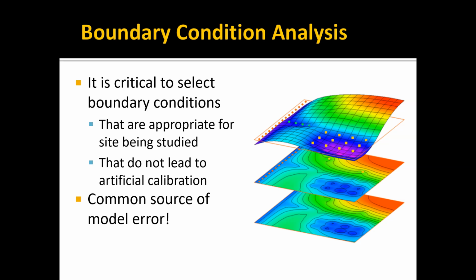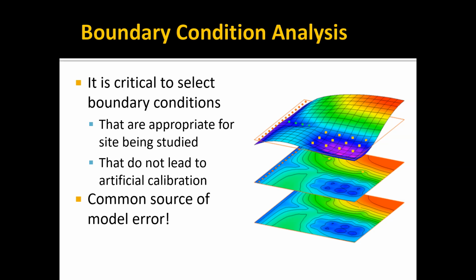If you're not careful, you can lead to artificial calibration or a non-unique model, which is something we talked about earlier when we were discussing calibration. That can happen due to the boundary conditions you apply, and we'll look closely at that in this lecture. And this is a very common source of model error. I've run across a number of groundwater models in my career that just had flat-out wrong boundary conditions, leading to over-constrained models. And so it's important that we take a little time and dig into that.